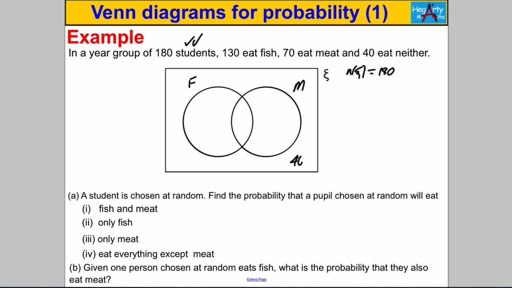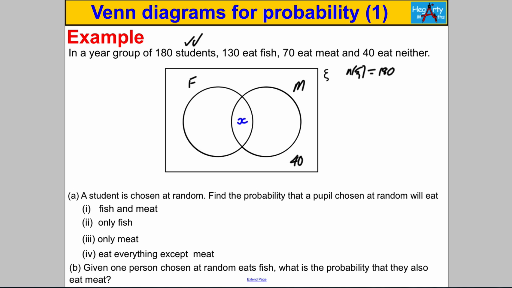The only piece of information we can really put in at the moment is 40 outside. We don't know the information that's really crucial to us, how many people both eat fish and eat meat. There must be people that eat fish and eat meat because the 130 add the 70 adds to 200, which is more than the number of students in total. So there is some overlap. We don't know it, so why don't we call it X?